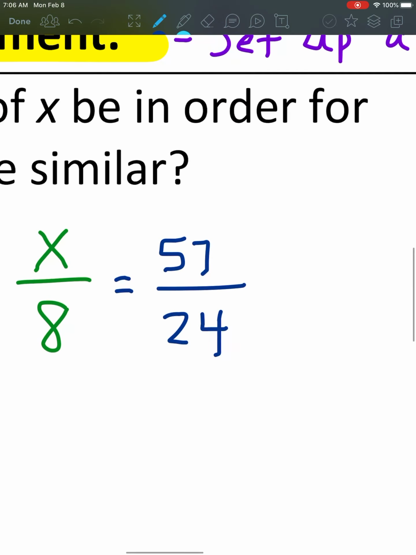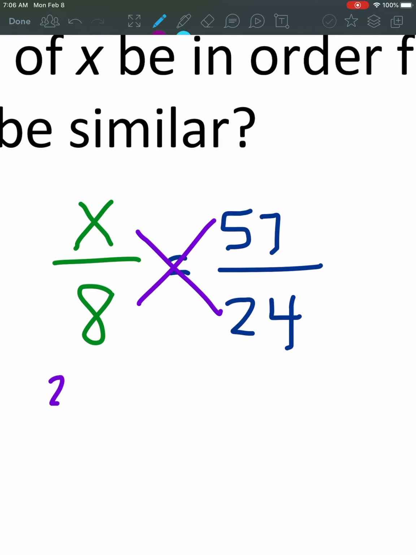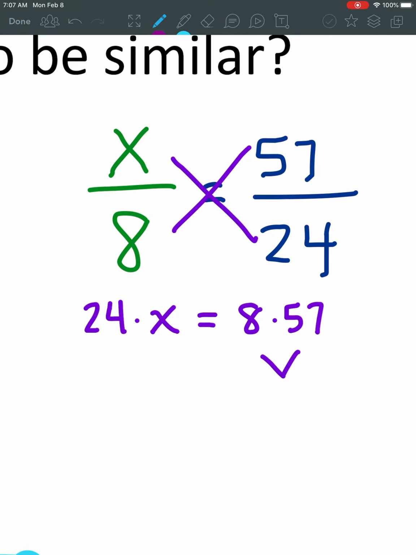Okay, once we have that proportion set up, now we can use cross products. So one of our diagonals is 24 times X. We're going to use that variable. The other one is 8 times 57. Once we do that, then we have an equation that we can solve for. So 8 times 57 is 456, and then we have 24 times X.